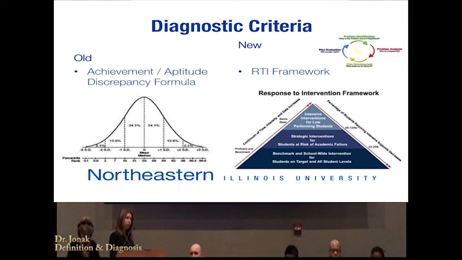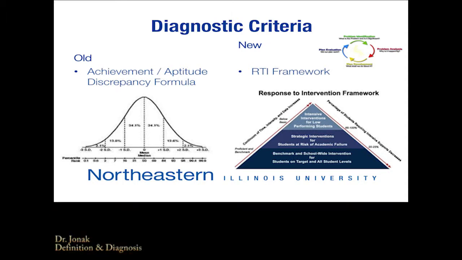There have also been changes in the diagnostic criteria. Initially, for many, many decades, the way someone was identified for learning disability was by measuring the person's cognitive potential through IQ tests, measuring their achievement abilities, and then seeing if there is a discrepancy. As you see on the bell curve, each section between the dotted lines indicates one standard deviation.